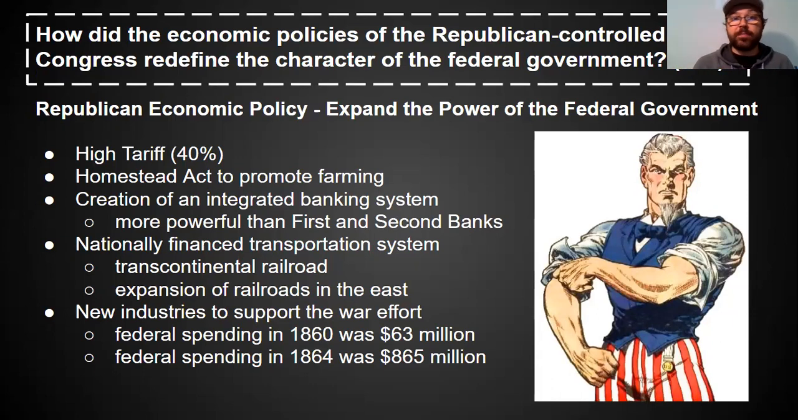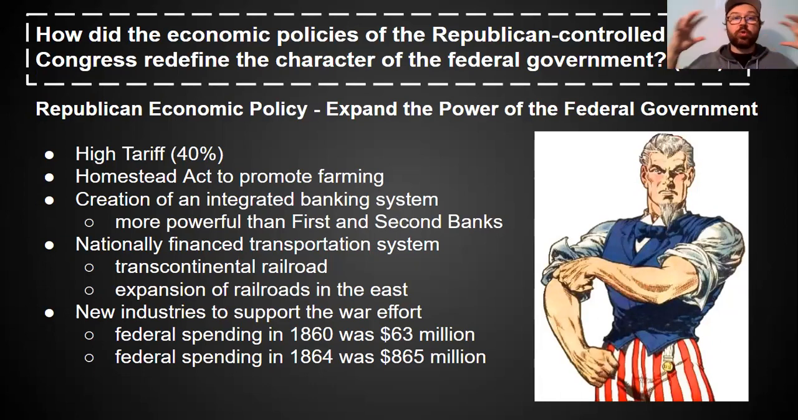That's Hamiltonian. So they're basically just taking on the old Henry Clay, John Quincy Adams model and spending a lot of money on transportation. Tons of money being spent on railroads, right? Transcontinental Railroad, expansion of railroads in the East, et cetera. So that's all basically just the same old blueprint that we've been looking at since the 1790s, with a little bit of evolution here and there. But take a look at these numbers at the bottom of the screen. Federal spending in the year 1860 was $63 million.